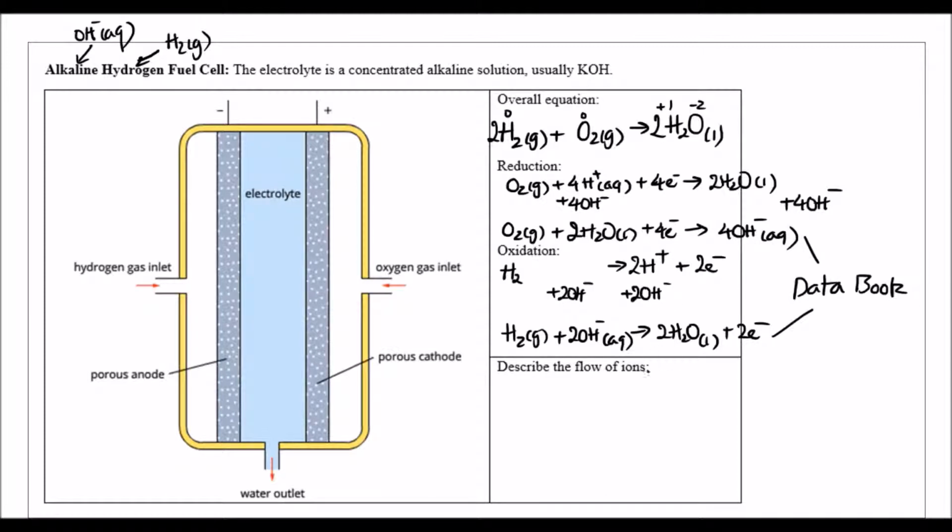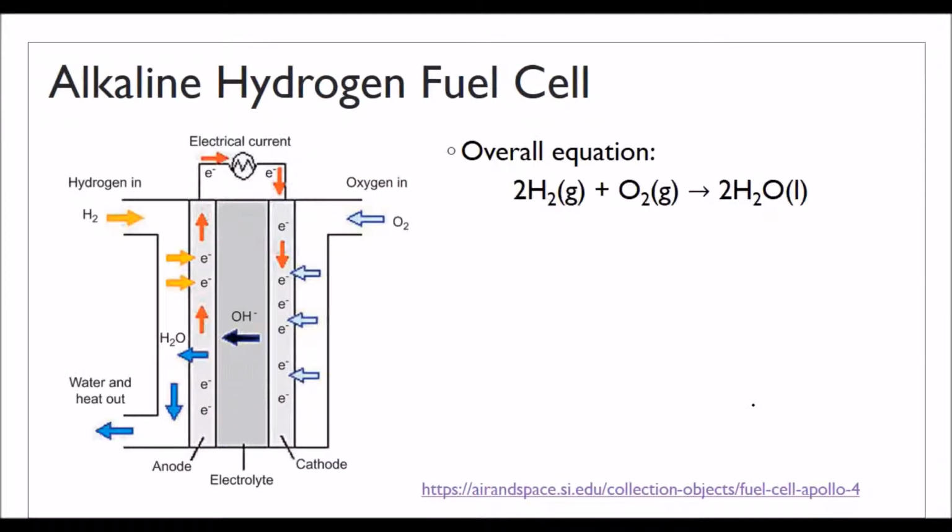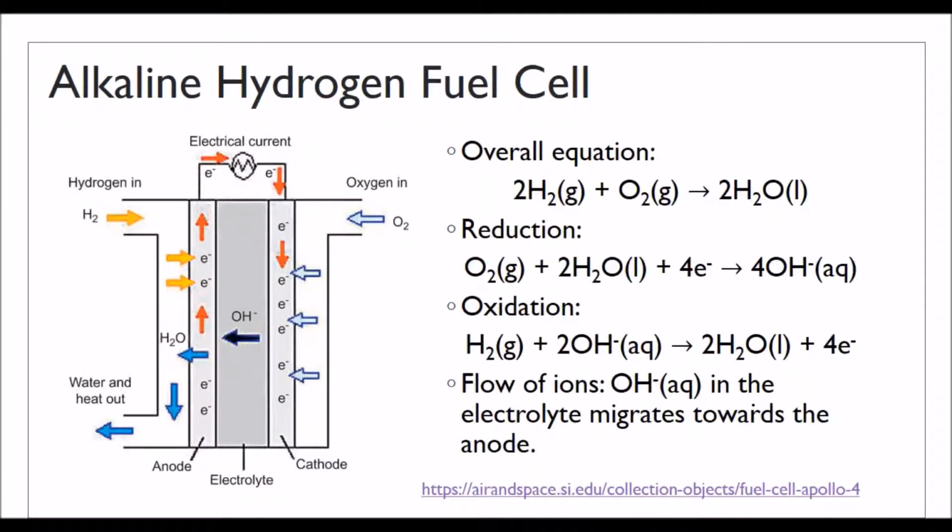Okay, describe the flow of ions. Now the ion in this case is OH minus, and anions go to the anode. You can even tell from the half equations: hydroxide is produced at the cathode and consumed at the anode. So if I need to draw something, it's going to be OH minus going to the anode. So that's my description: OH minus flows to the anode. Okay, so that's the first example. I think I have a little bit more information here. This is a solution.